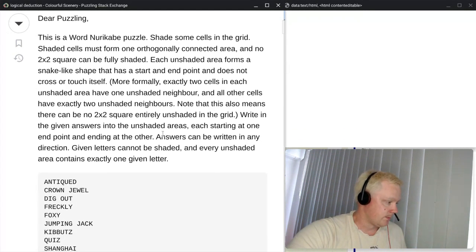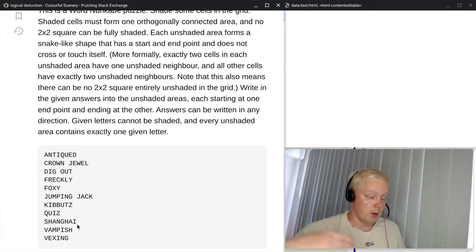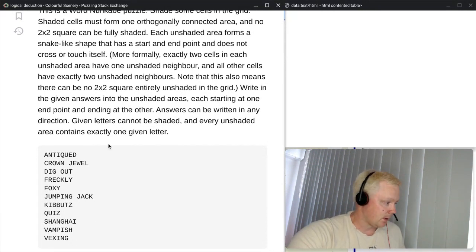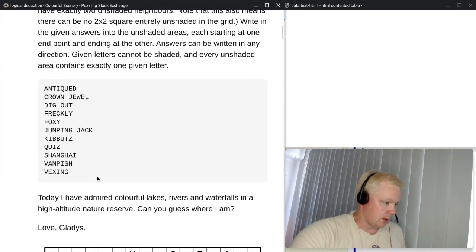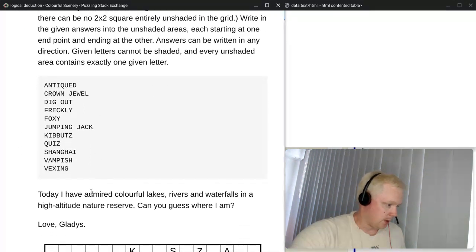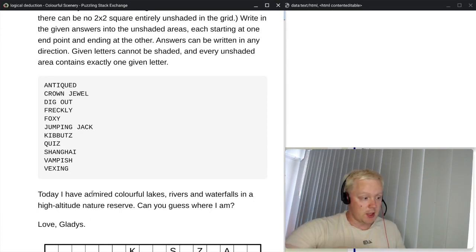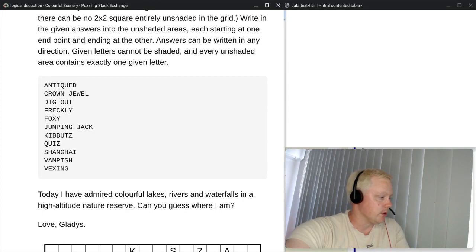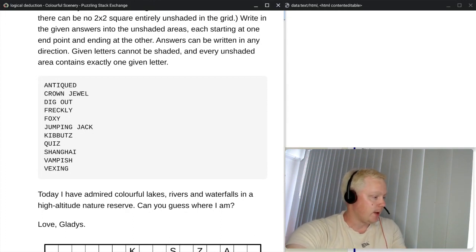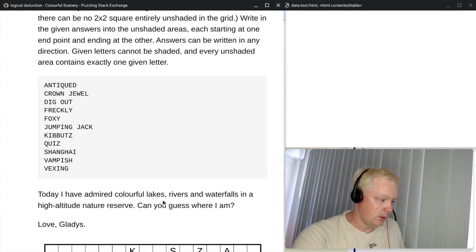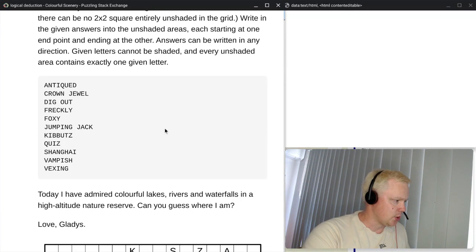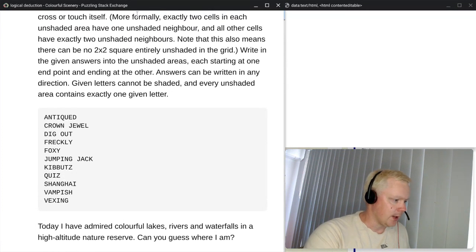So we have a word list, a list of words that we're going to be inserting into the grid, and I'll have that separately in a separate window in a bit. So the destination that we're looking for. Today I have admired colorful lakes, rivers, and waterfalls in a high-altitude nature reserve. Can you guess where I am? Love, Gladys. So that's what we are looking for, some kind of nature reserve that has colorful lakes, rivers, and waterfalls. So let's keep this actually open if we can.